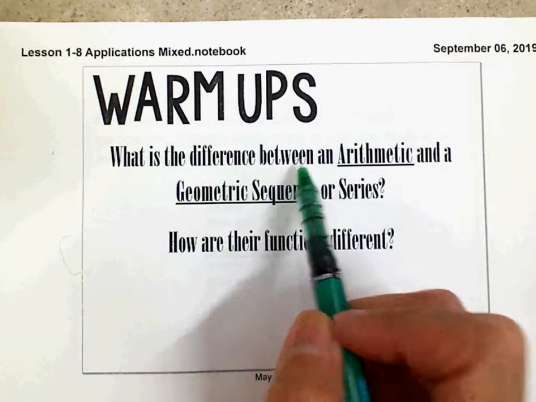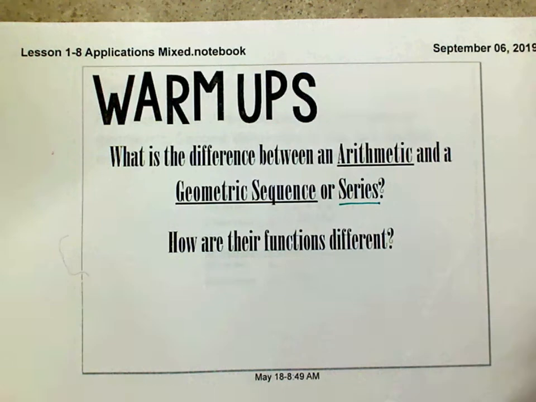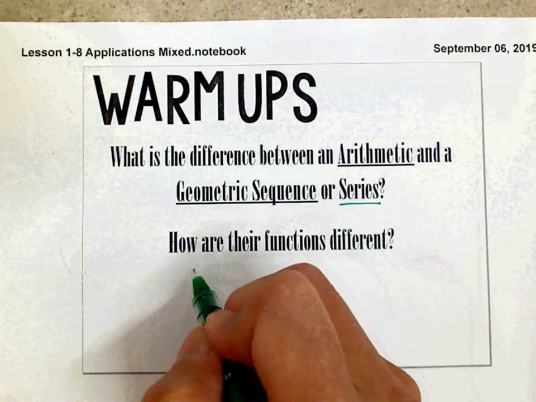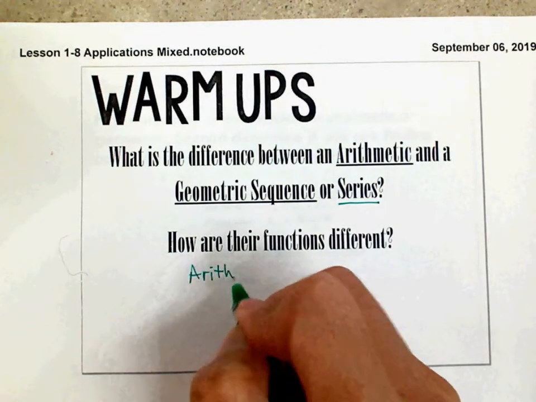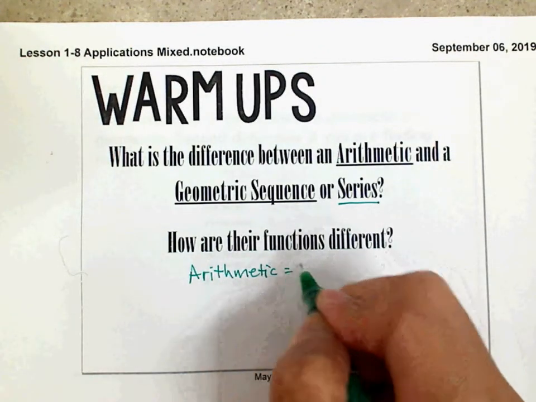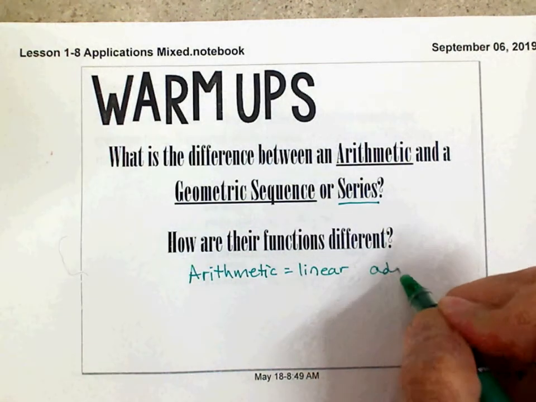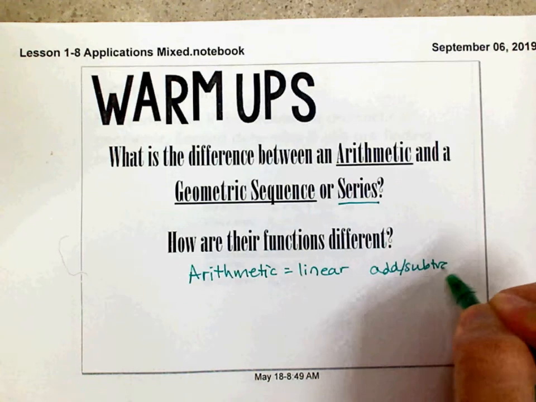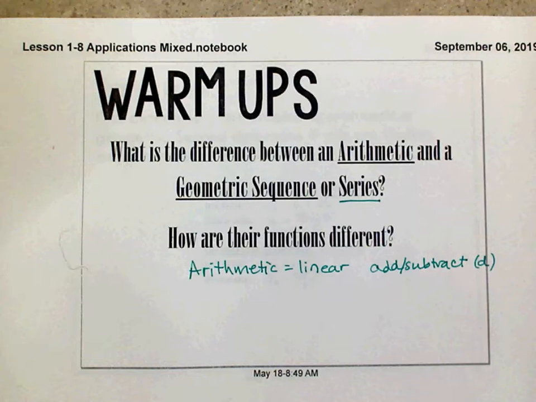What is the difference between an arithmetic and a geometric sequence or series? Let's take a look at the first word and how their functions differ. In arithmetic, it is a linear function, okay? Linear means you're either going to add or subtract. And you have a letter D. In arithmetic, you always increase by the same number, plus 9, plus 12, all those.